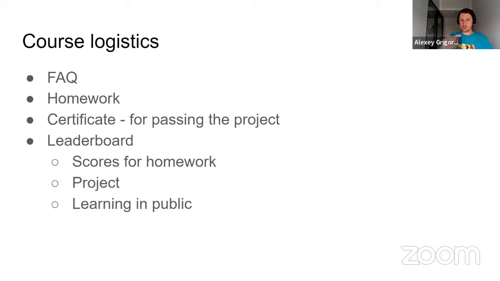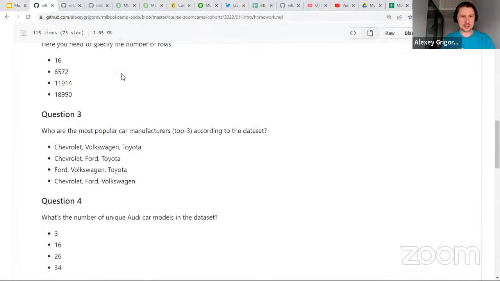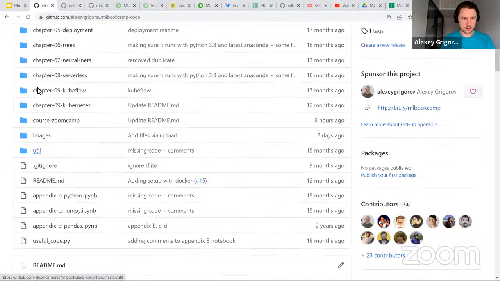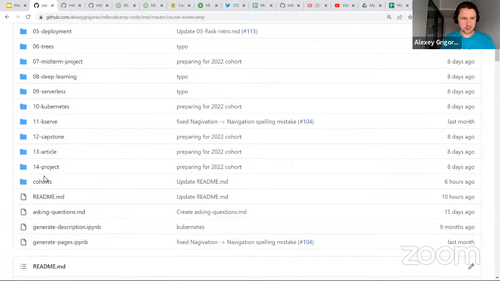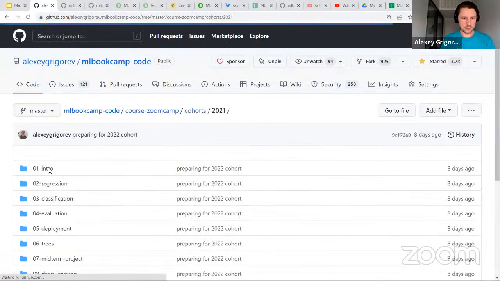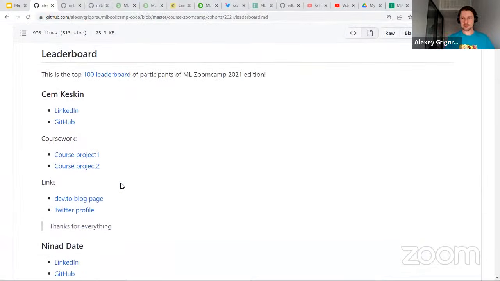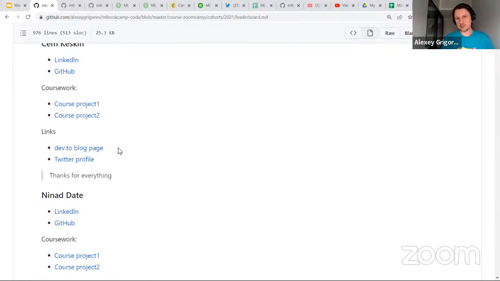By the way, what I didn't tell you is that this leaderboard will also be public, but only if you want it. So what we did last iteration, let me show you. Course Zoomcamp, cohorts, 2021, and then leaderboard. And you see, these are the people who finished in the top 100 of the leaderboard, and they wanted to share information about themselves: the contact details, the coursework they did, any links they wanted.